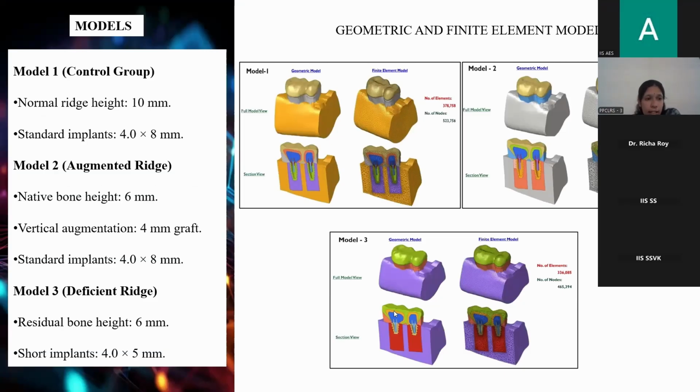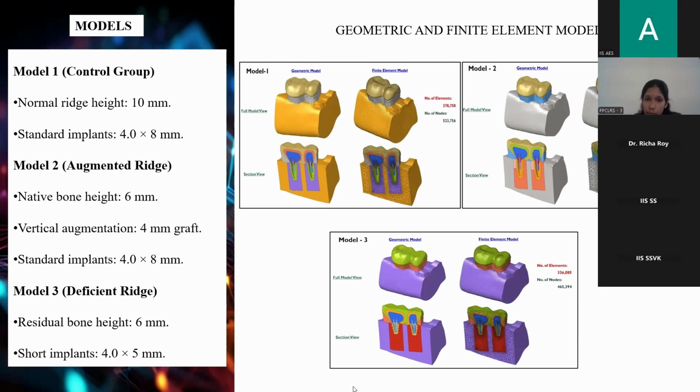The first model serves as a control group with a ridge height of 10 mm. Two standard implants measuring 4 by 8 mm were placed in the first model. The second model serves as an augmented group with a bone height of 6 mm and 4 mm of augmented ridge. Two standard implants measuring 4 by 8 mm were placed, and the third group serves as a deficient ridge with a residual bone height of 6 mm, and short implants of 4 by 5 mm were placed in these three models. These three models help us to analyze the biomechanical behavior of the implant, bone, and the surrounding structures.